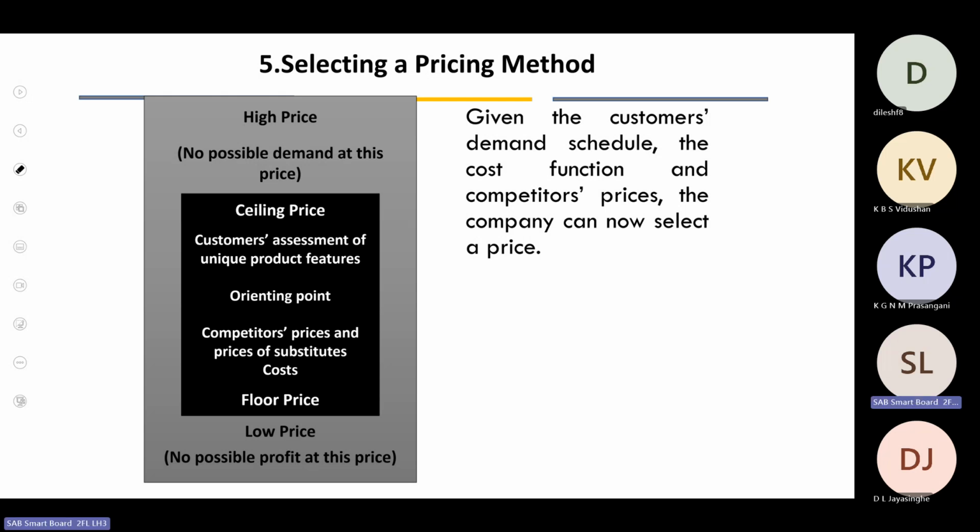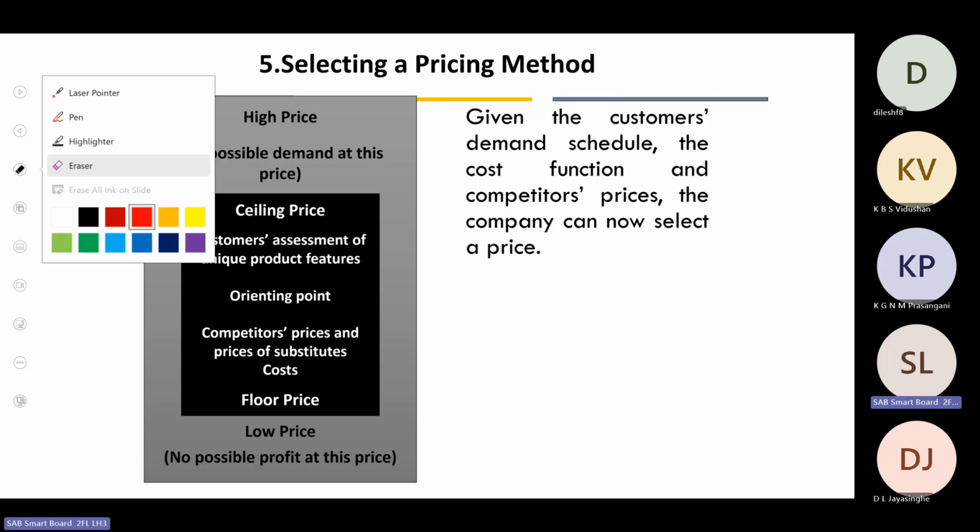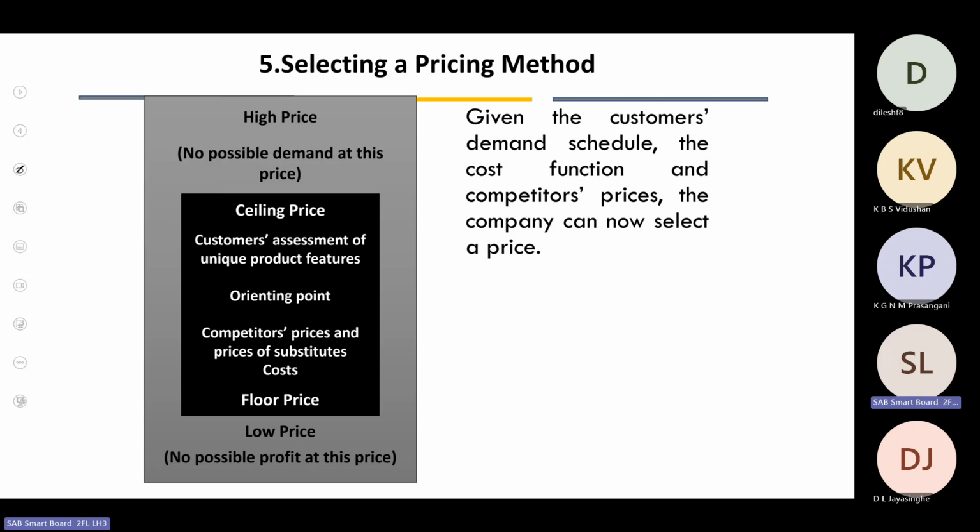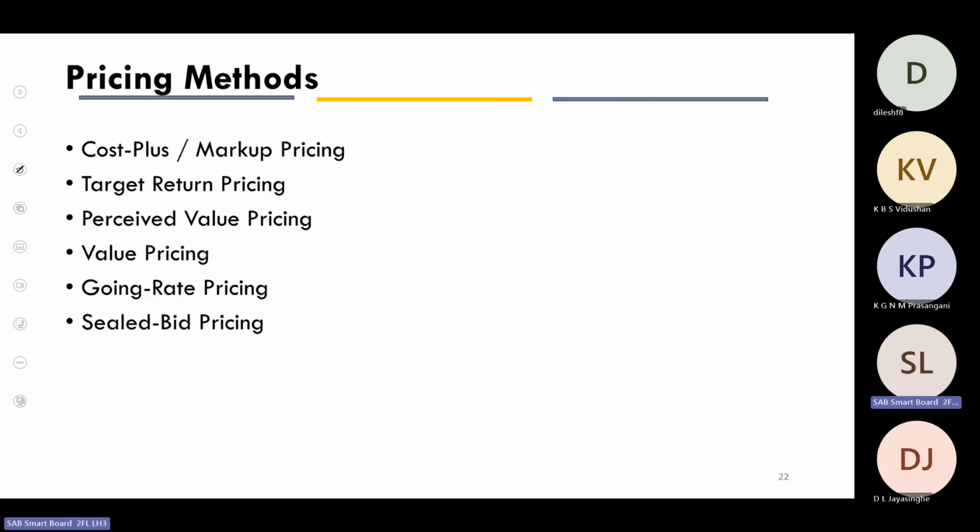Right? I told you this. We have the high price or the maximum price where there won't be any possible demand, and the lowest one, no possible profit or no possible revenue after this price. So given the customer's demand schedule, the cost function and competitors' prices, the company can now select the price. So when it comes to selecting the price, we have these 5 methods: the cost plus or markup pricing, target return pricing, then perceived value pricing, going rate pricing, and the sealed bid price.